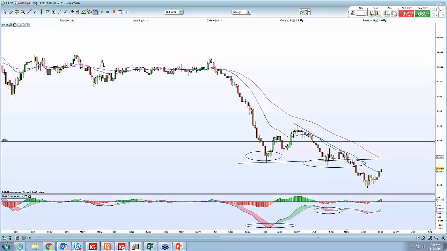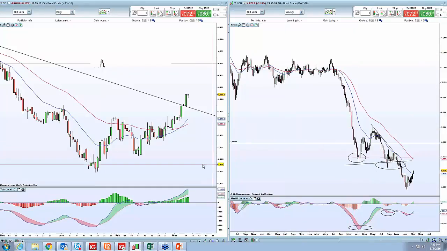But for oil, for example, even though my bias is still bearish, the daily chart has changed itself to the upside. When it broke, I'm quite surprised it broke 36 actually. So it was consolidating for a bit.